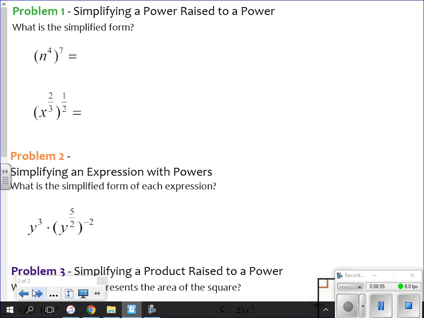Now, I know you're in a panic because you're looking at the second problem and you're going, oh, crap, what am I going to do? Well, don't worry about it. It's not a big deal.